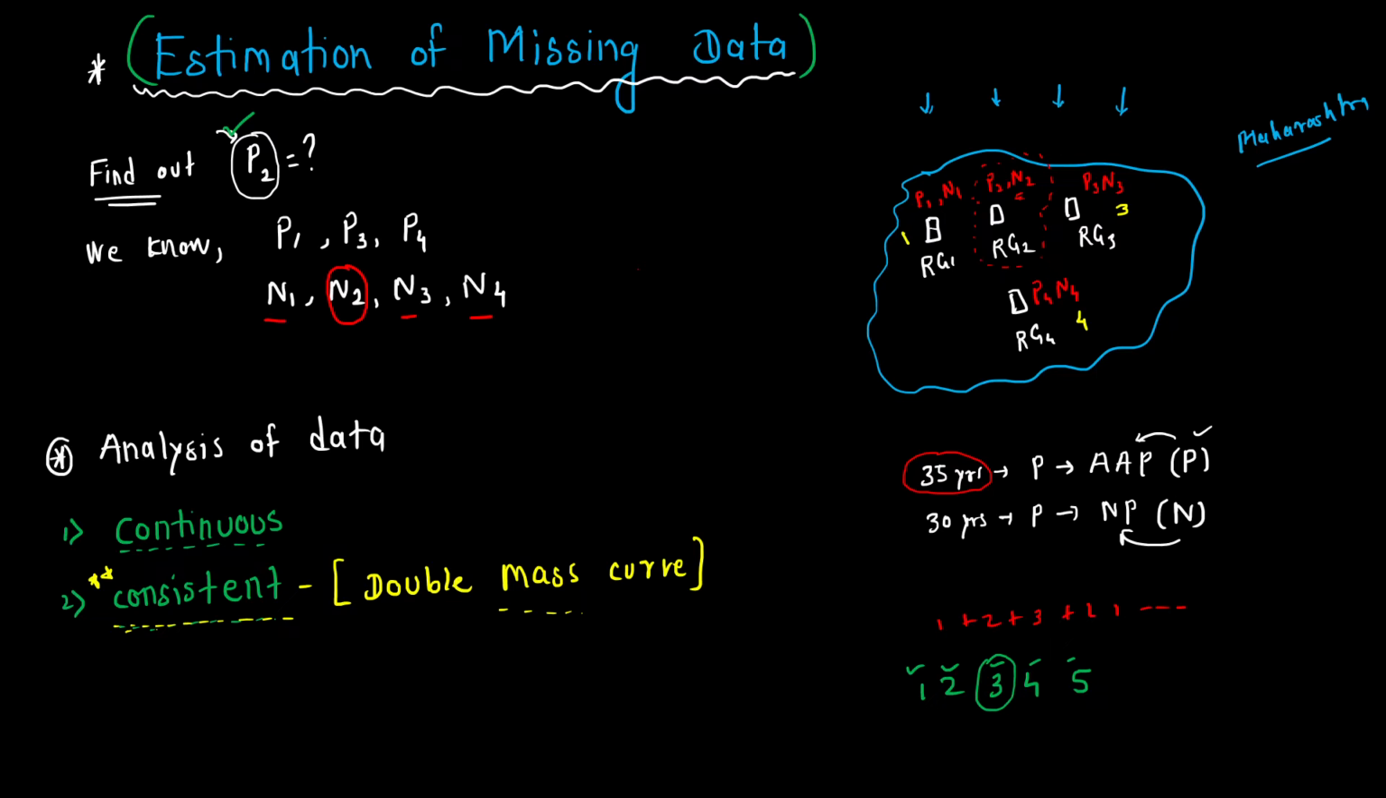The meaning of consistent is that whatever the data is there, let's say 10 years before, whatever the conditions of land and environment were there, the same condition should be there, or we have to make it consistent with the similar conditions of the land and environment which is present right now or after 35 years. So this comes under the topic of analysis of data and estimation of missing data.